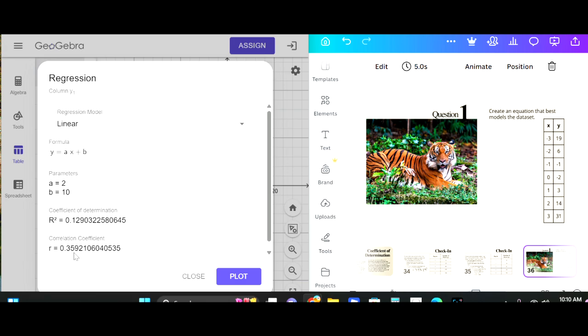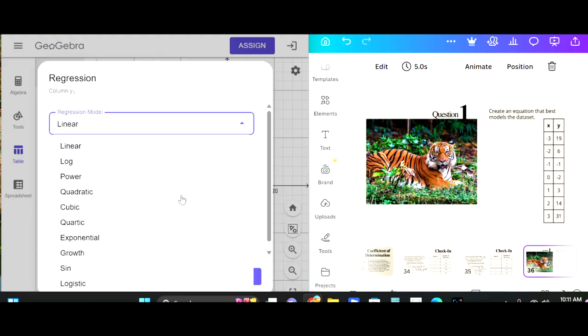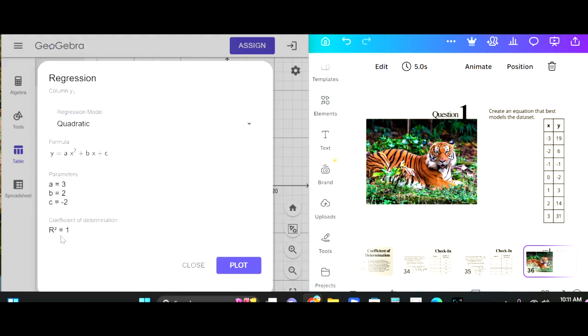So linear, look at this r squared value. 0.12. It's not linear. Let's try the next one. Let's go quadratic. Oh, look, r squared is equal to 1. We're done. That has to be it.